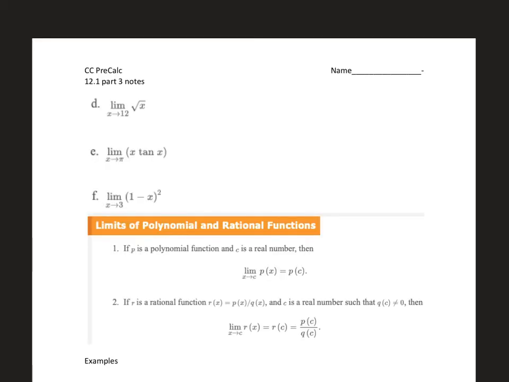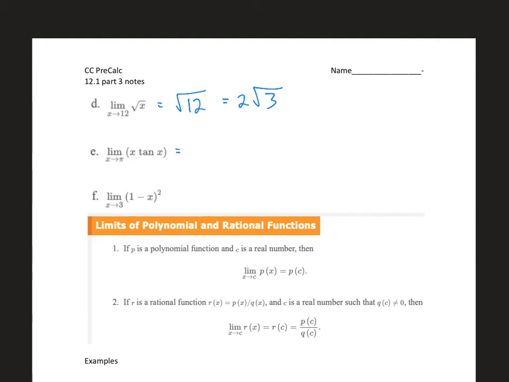Three more examples here. Part D, the limit of the square root of x as x approaches 12. So that's just the square root of 12. Remember, we can simplify that. We don't really want the decimal, but we want to leave it exact. So 12 is 4 times 3. Square root of 4 is 2, so that's really 2 root 3 is our limit there.